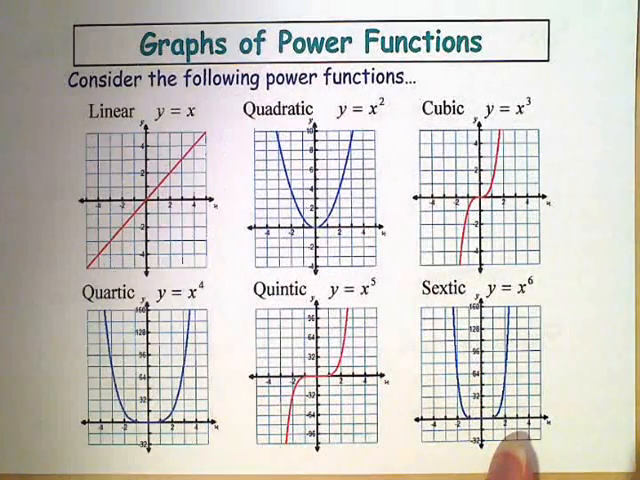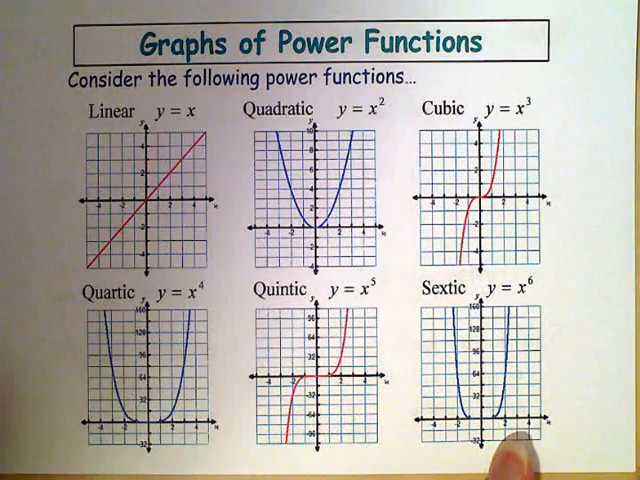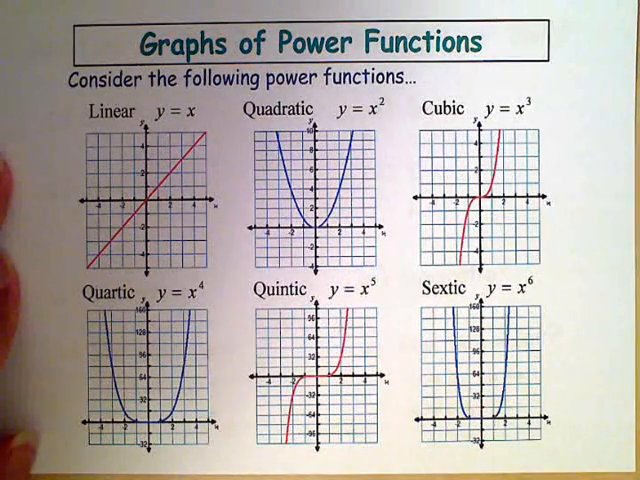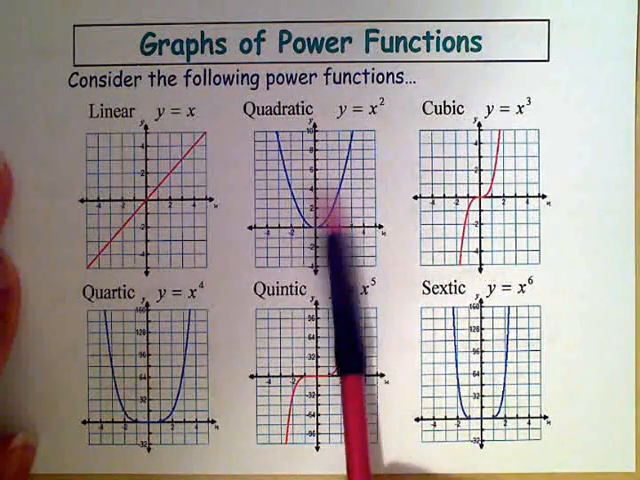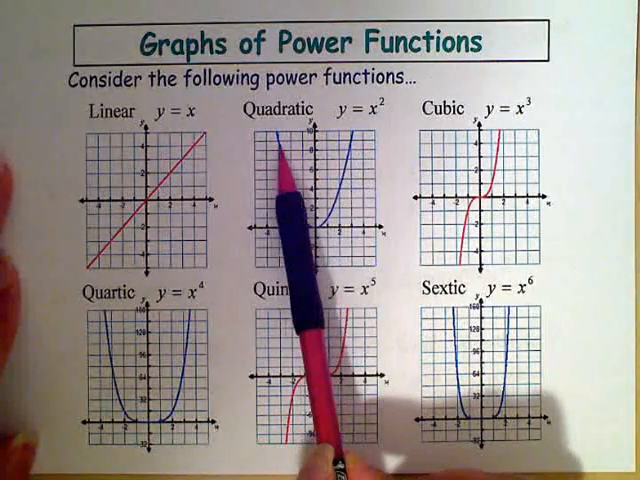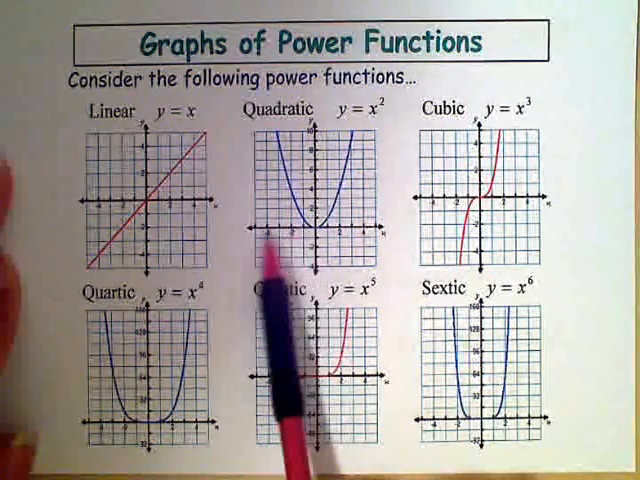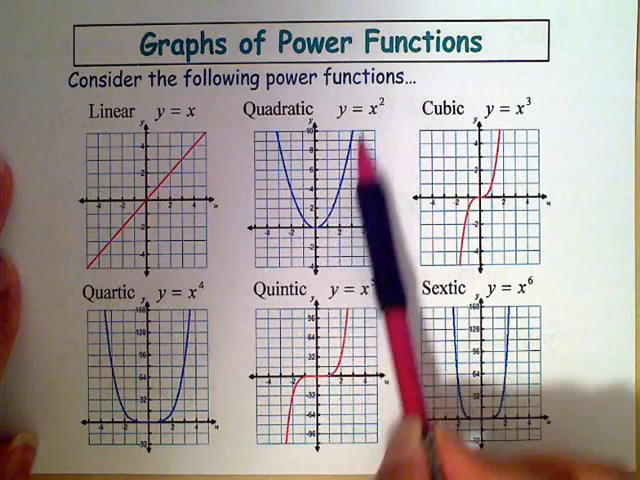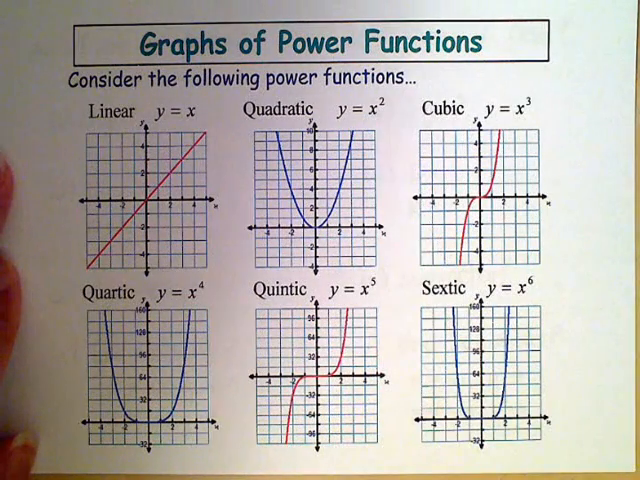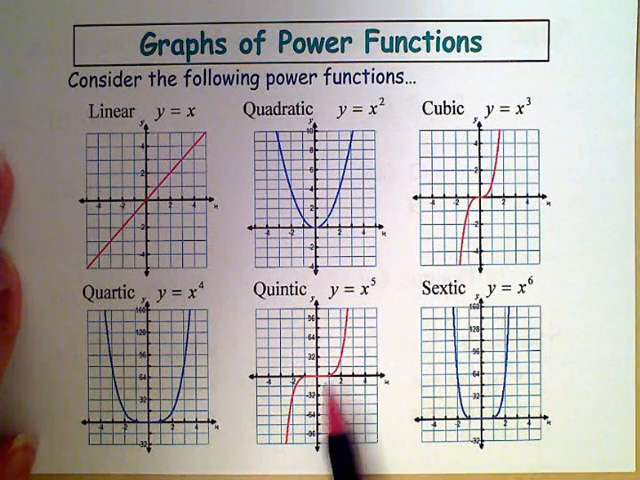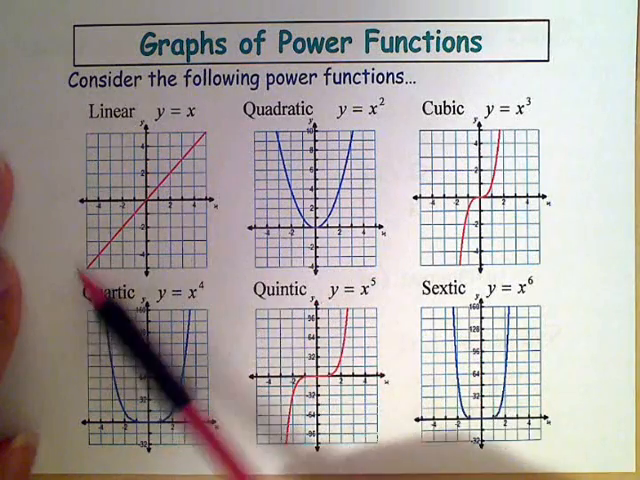Okay, if you look at the even degree power functions, so the quadratic, the quartic, and the sextic, what you'll notice is that each of these are related. They also have that symmetry. They all kind of look like a quadratic function. The end behaviors are the same. As x approaches negative infinity, the graph approaches positive infinity. And as x approaches positive infinity, the graph approaches positive infinity as well. So both ends of the graph go in the same direction, whereas for the odd degree power functions, they go in opposite directions. One end's decreasing, the other end's increasing.